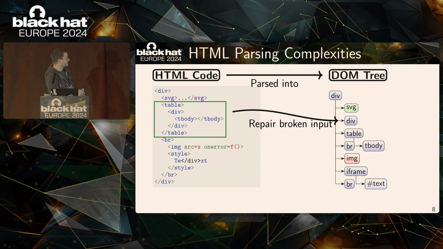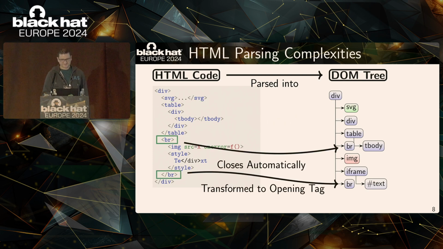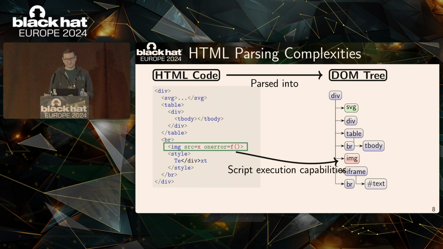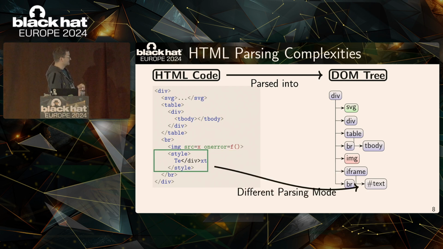So basically, the browser will rearrange these inputs, and this is called a mutation, because in the parser, the input will get repaired and changed. You have some tags where opening tags are closed automatically, and if you have a closing tag, that's transformed to an opening tag. You have tags like the image tag, which have script execution capabilities. And you also have tags like style, which change the parsing mode, like everything below style is parsed as text.